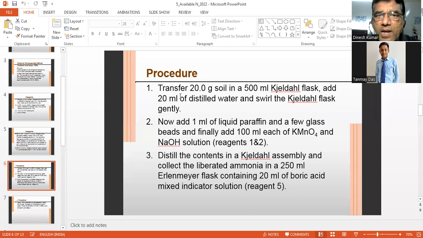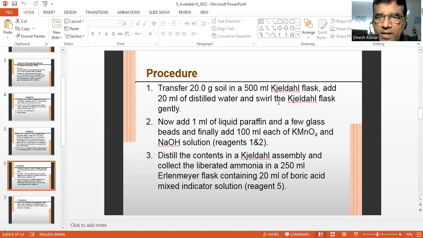Now, the procedure is to transfer 20 gram soil. In the case of available nitrogen, it is 20 gram. In total nitrogen, we have taken 5 gram. Put the soil in a 500 ml Kjeldahl flask. Add 20 ml of distilled water and swirl the Kjeldahl flask gently.